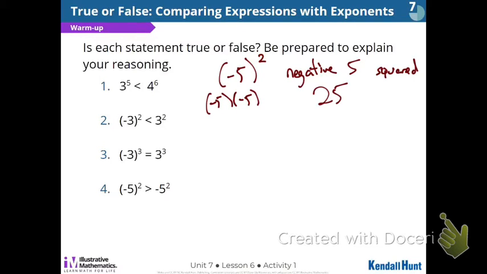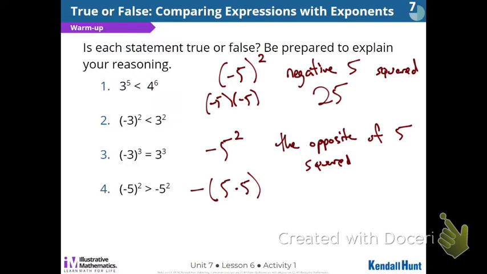On the right side of that inequality, that right here, that is not negative 5 squared. It looks like negative 5 squared, but it is the opposite of 5 squared. Is it just 5 squared times negative 1? It is like a 5 squared times negative 1. So this is actually the opposite of 5 times 5, which is negative 25. I said false. So this is actually true.